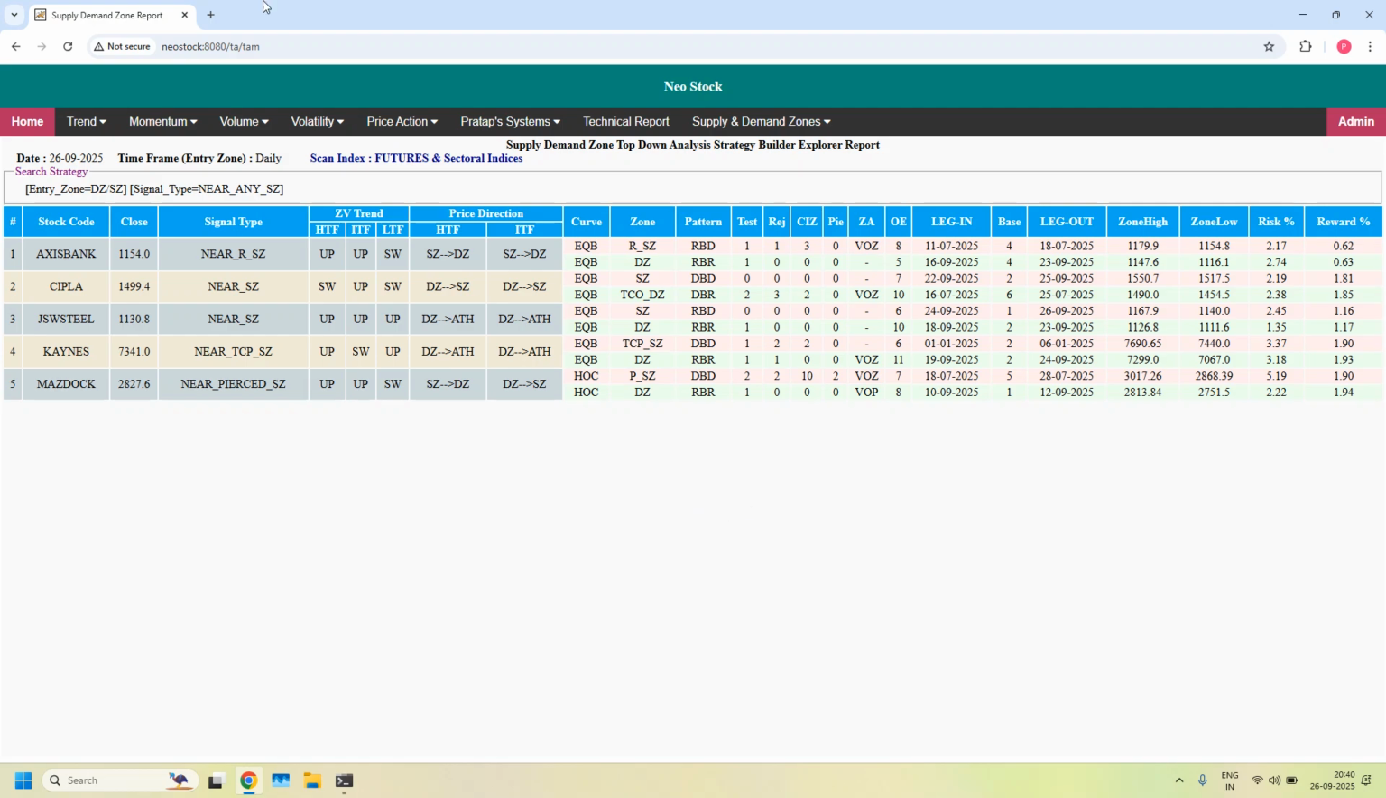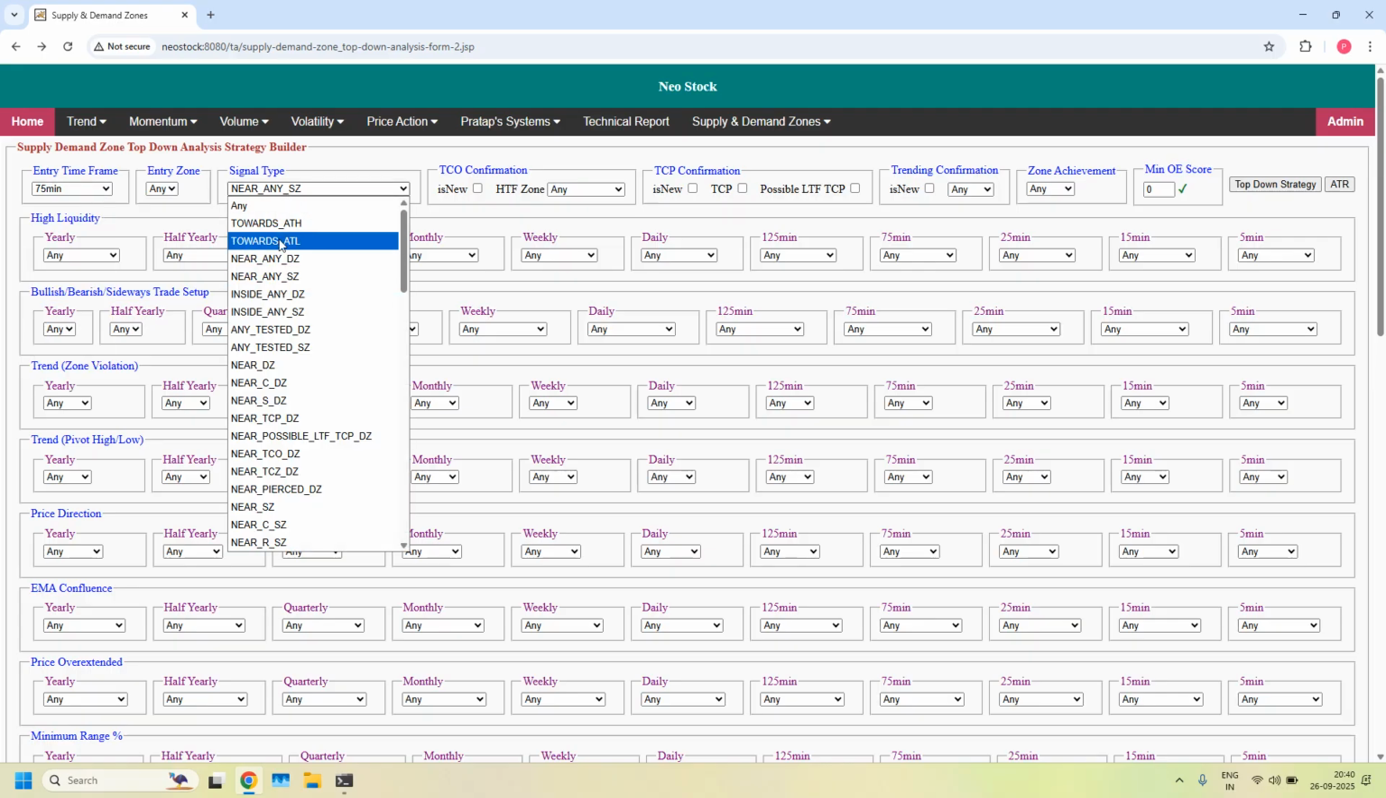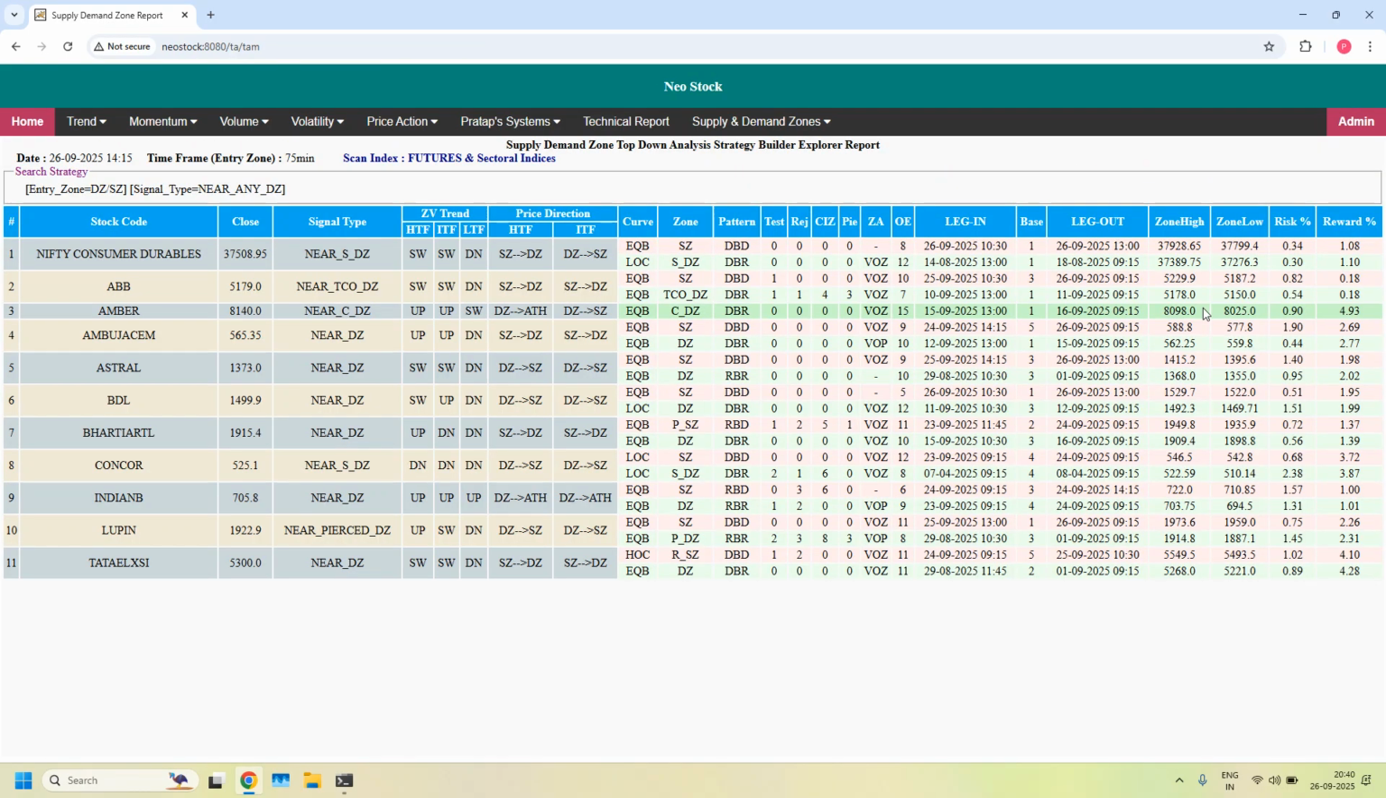Okay, next time frame is 75 minutes. Stocks near to the 75 minutes demand zone, we got 11 stocks. Let us identify high liquidity zones, 75 minutes, high priority, high liquidity demand zones from this list. First one, NIFTY Consumer Durable, is not valid because it is not listed in F&O. So ignoring it. It is valid but not listed in F&O.